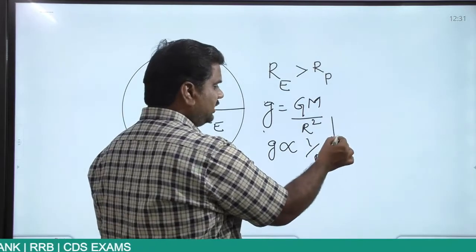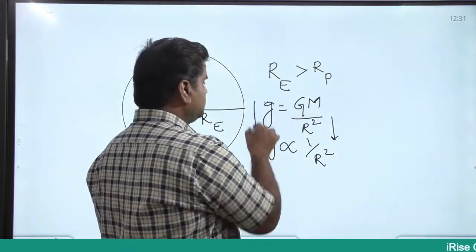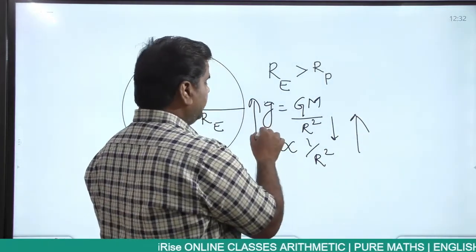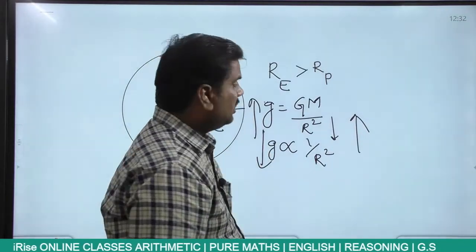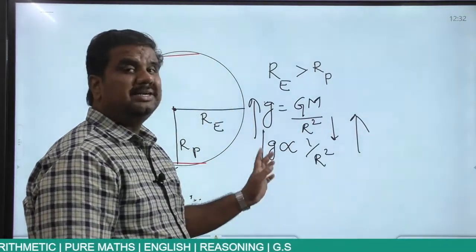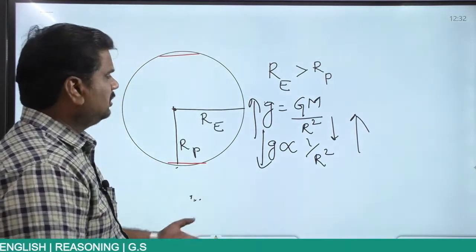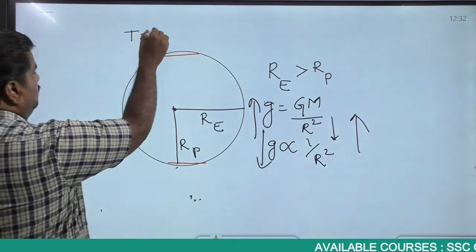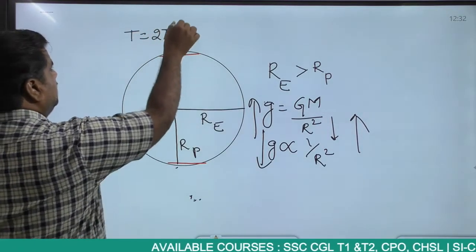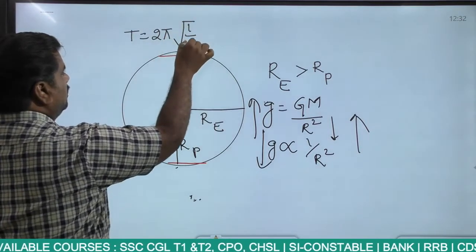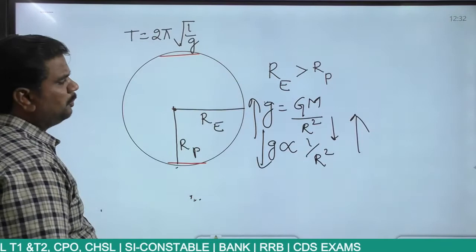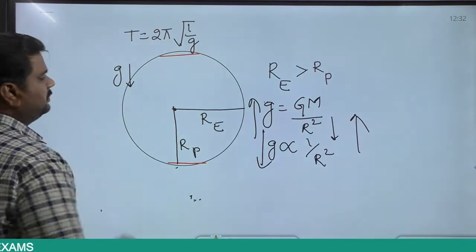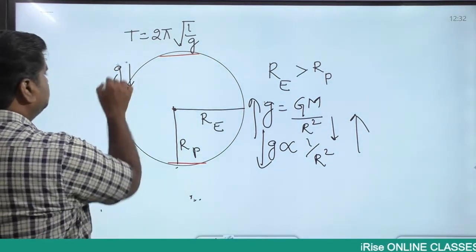If the value of r is decreasing, then the g value will increase. If the r value is increasing, then the g value will decrease. Now based on this particular thing, the basic equation for time period is T = 2π√(L/g). If the g value is less, or else we will see clearly.